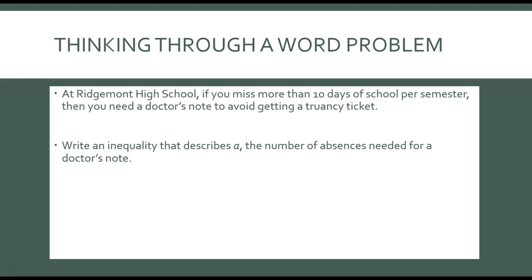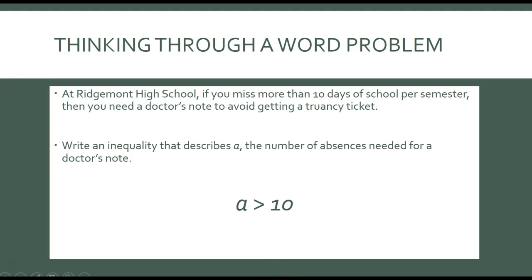Although there may be more than one correct way to write this inequality, I am going to try to use the information from my problem. So I am going to use the number 10, and I'm going to use the variable A. So I need to think that if I miss more than 10 days, what I'm looking for are numbers that are bigger than 10. So the way that I would describe this using an inequality is A is greater than 10. The number of absences is more than 10.